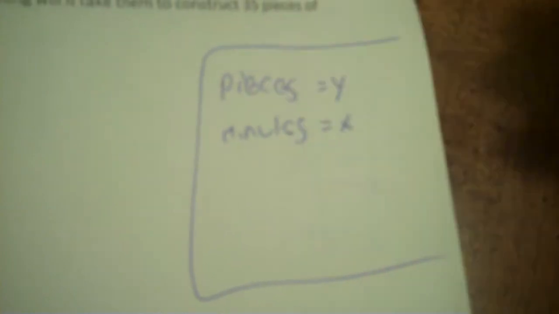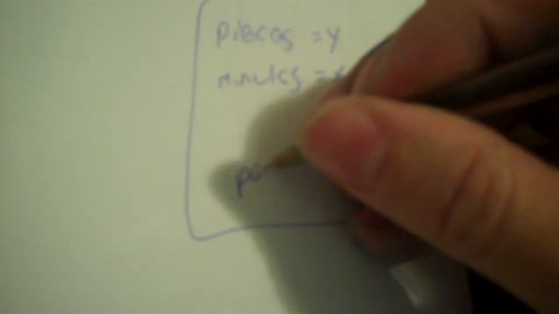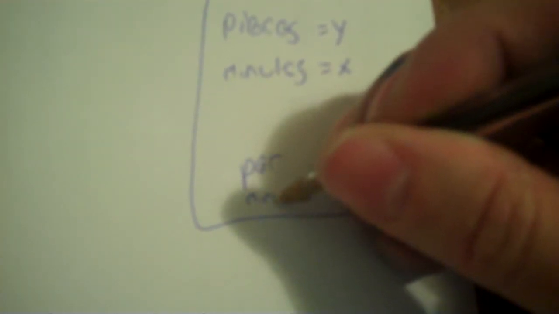So we have pieces and minutes. X is the minutes, that's your time, Y is your pieces. There'll always be a time label in these problems. So per minute, it'd be pieces per minute.